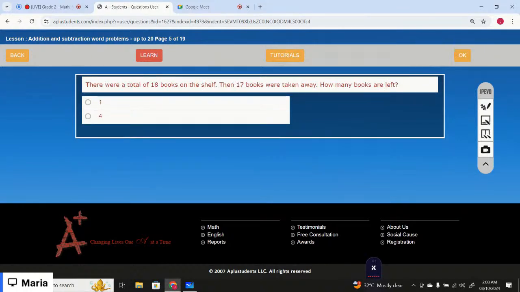Okay, the next one is there were a total of 18 books on the shelf, then 17 were taken away. How many books are left? Just understand the words, right? The total books were 18, 17 were taken away. You need to find the books you are left with. So, which operation do you have to perform?